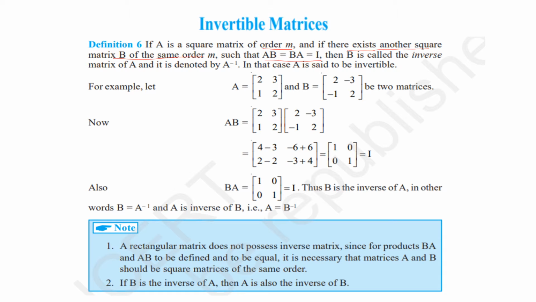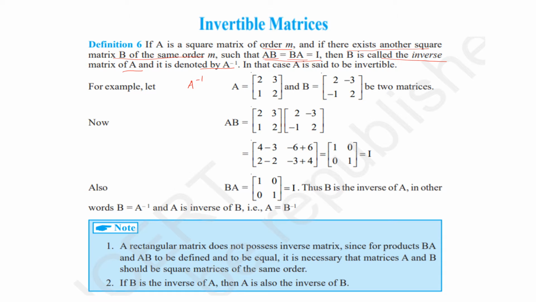So in general we know that matrix multiplication is not commutative. That means product AB is not equal to BA. But here if two such matrices are there such that AB is equal to BA and both the results are equal to I, then B is called the inverse of matrix A and is denoted by A inverse. In that case, A is said to be invertible.